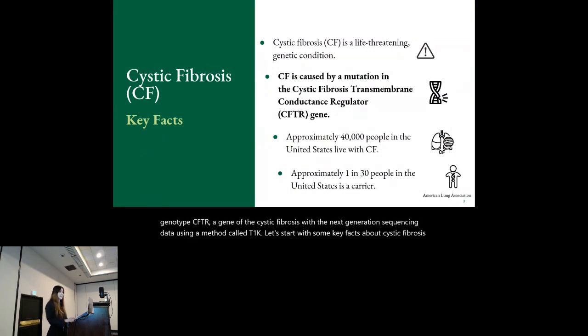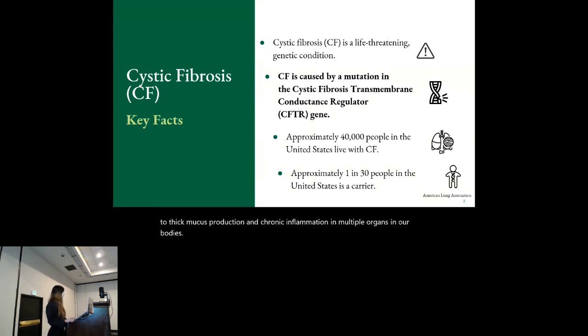CF is a life-threatening genetic condition that primarily affects our lung and digestive system. CF is caused by mutations in the cystic fibrosis transmembrane conductance regulator, or CFTR, gene. These mutations disrupt the chloride channel in our epithelial cells, which regulates the movement of water and salt across the cell membranes. So when mutations occur, it disrupts this essential function, leading to thick mucus production and chronic inflammation in multiple organs in our bodies.